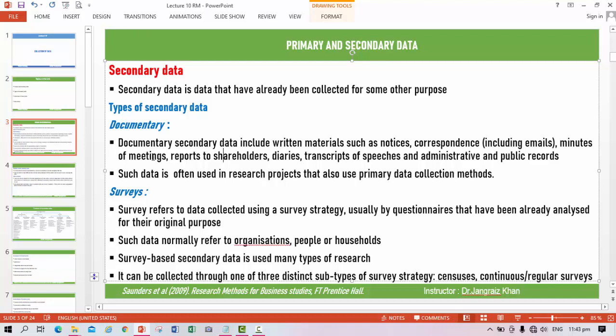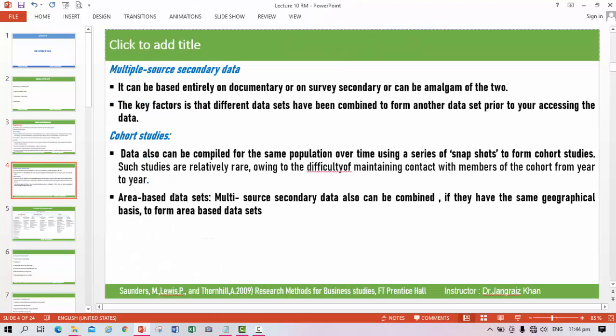The second type of the secondary data is surveys. Surveys refer to the data collected using a survey strategy, usually a questionnaire, that have been already analyzed for their original purpose. Such data normally refer to the organizations, people, or households. It is collected from the people, from the households, or from the organizations, and it is used in many types of the research. It can be collected through the census, continuous or regular surveys.